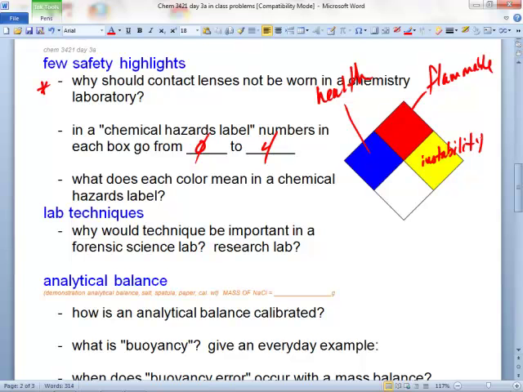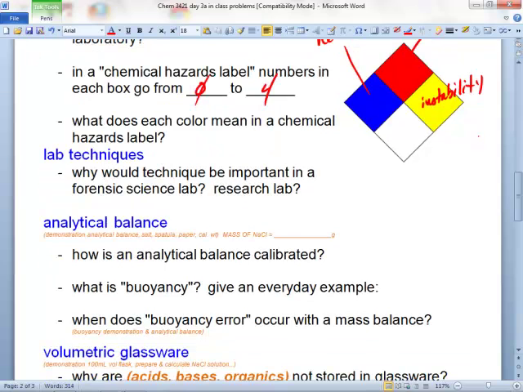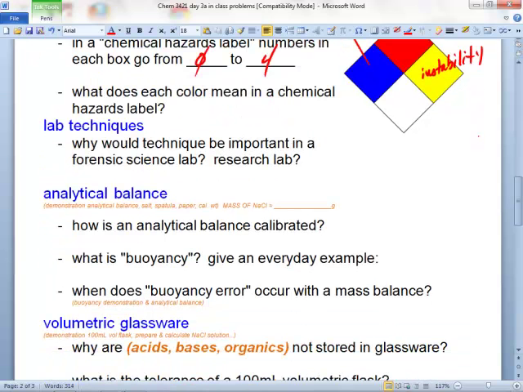Okay, we got the colors, we got the numbers. Why would technique be important in a forensic science lab? Well, it's kind of obvious, right? Research lab, same story, except it's results. I guess in a research lab, it's more of a philosophical point of view, because a scientist says something, other scientists understand that's what they think according to everything up to this point, but other people take it as written in stone. That's fact. So you've got to be kind of careful.